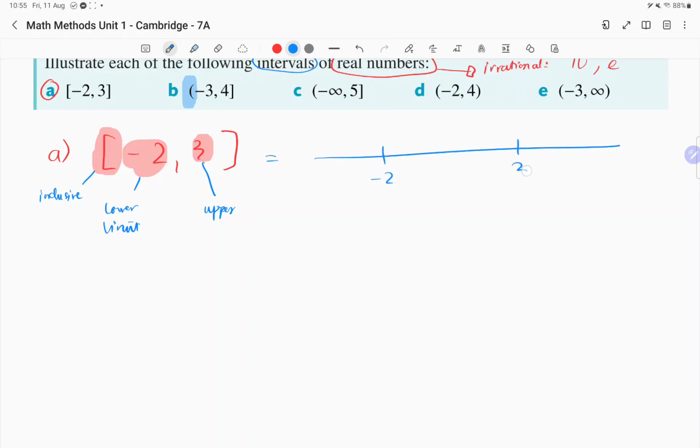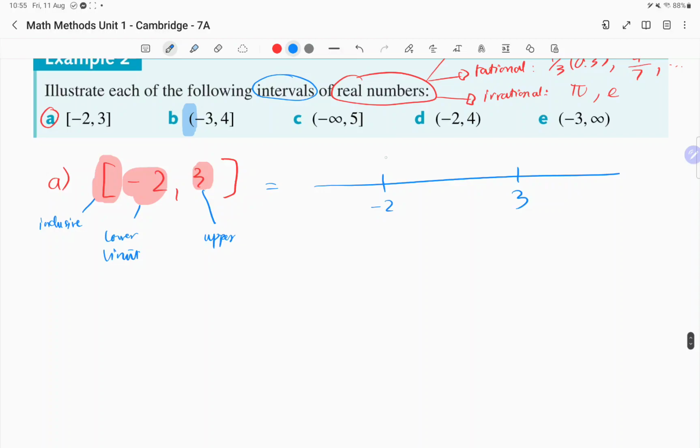is 2, upper limit is 3, the range of numbers, this one means that there is a range of numbers between 2 and 3, but including 2 and 3 as well. All right, and then we join the interval by that line there. So actually I'll redraw that in red. So this is actually what you will be drawing, the red line there. Okay, from negative 2 to 3, inclusive.